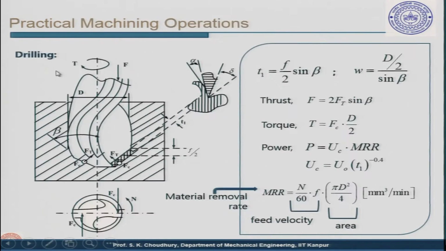Next, in the practical machining operations, is drilling. The tool which is used for drilling a hole, of course, you understand that the drilling process is used for making the hole. The hole may be a blind hole or it may be a through hole, and the tool is the drill. Here you can see the schematic of the drill.